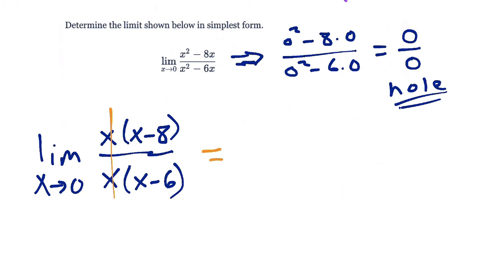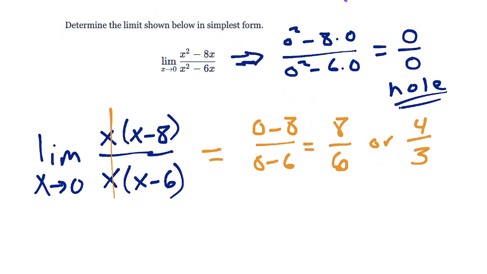And now if I put in 0, I get 0 minus 8 divided by 0 minus 6, or 8 over 6. Or if you wanted to reduce that, we could write it as 4 over 3. And now you're done with that. Hopefully this helps you. Good luck. Ask questions if you need help.